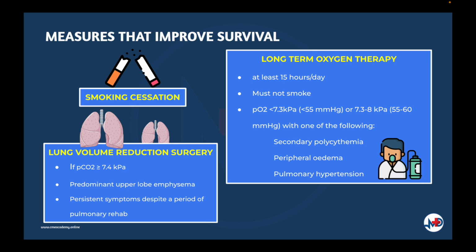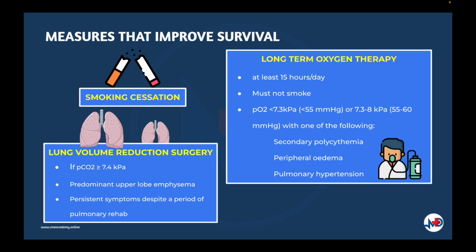Oxygen concentrators are used to provide a fixed supply of LTOT. Assessment is done by measuring arterial blood gases on 2 occasions at least 3 weeks apart in patients with stable COPD on optimal management. Offer LTOT to patients with a partial pressure of oxygen of less than 7.3 kPa, or to those with a partial pressure of oxygen of 7.3 to 8 kPa and one of the following: secondary polycythemia, nocturnal hypoxemia, peripheral edema, and pulmonary hypertension.